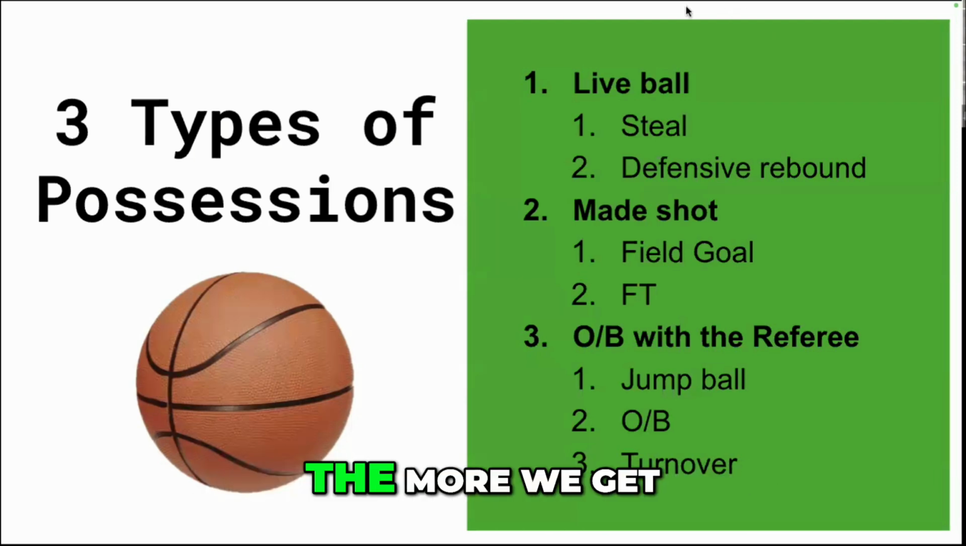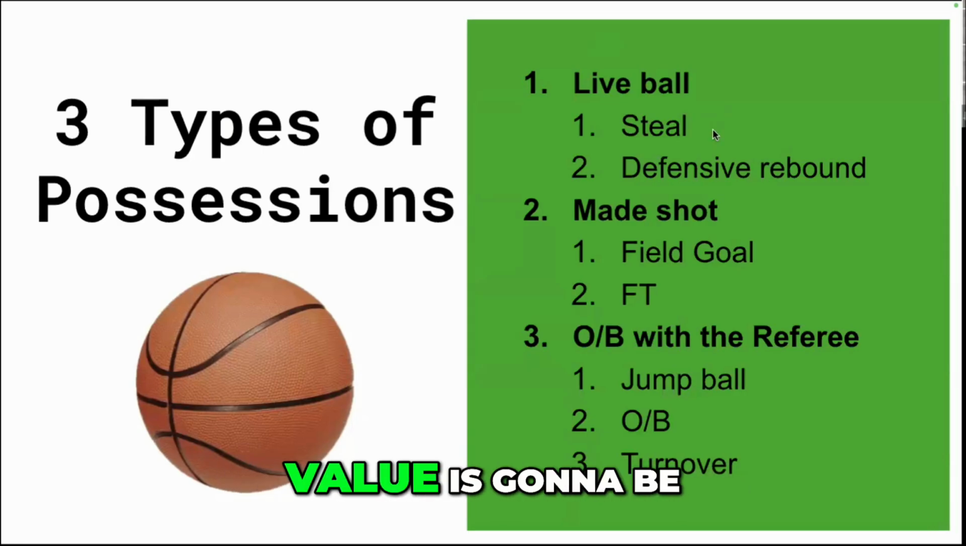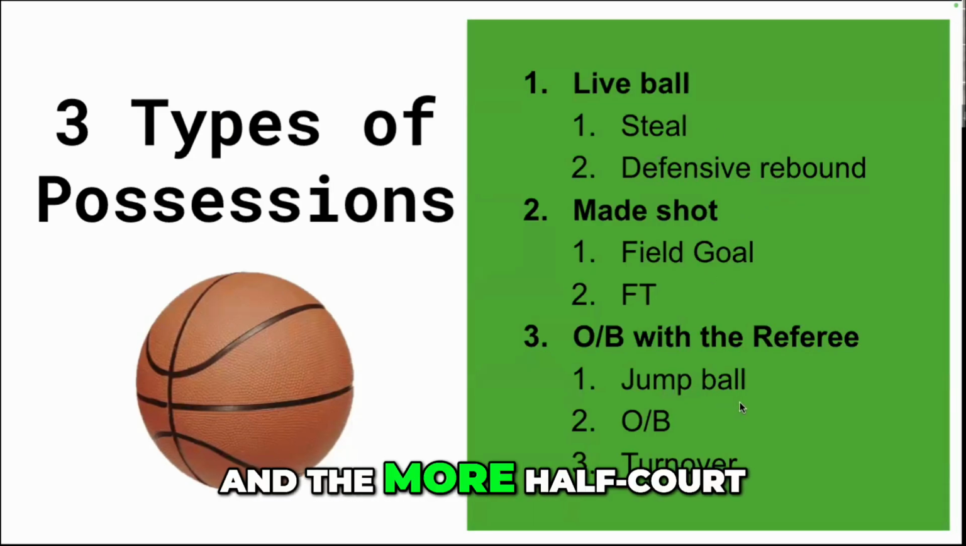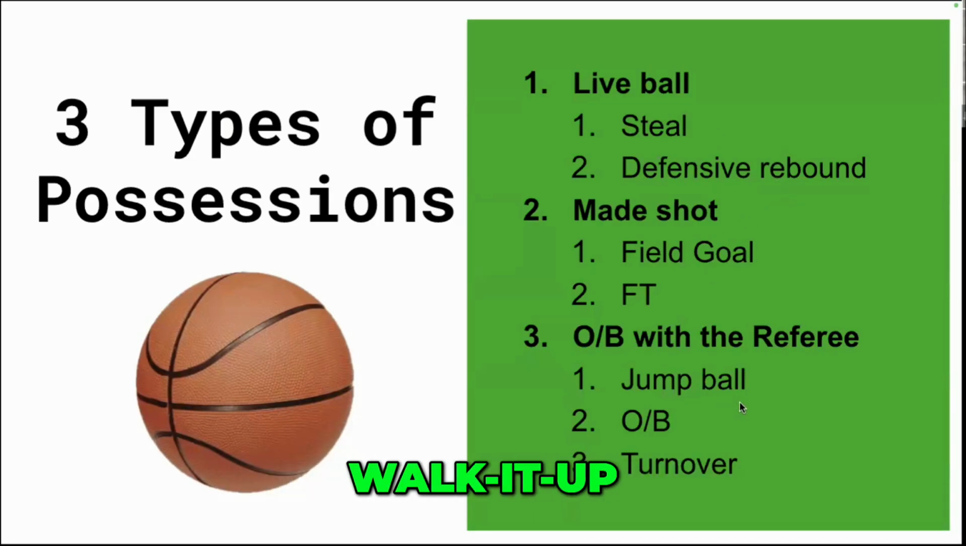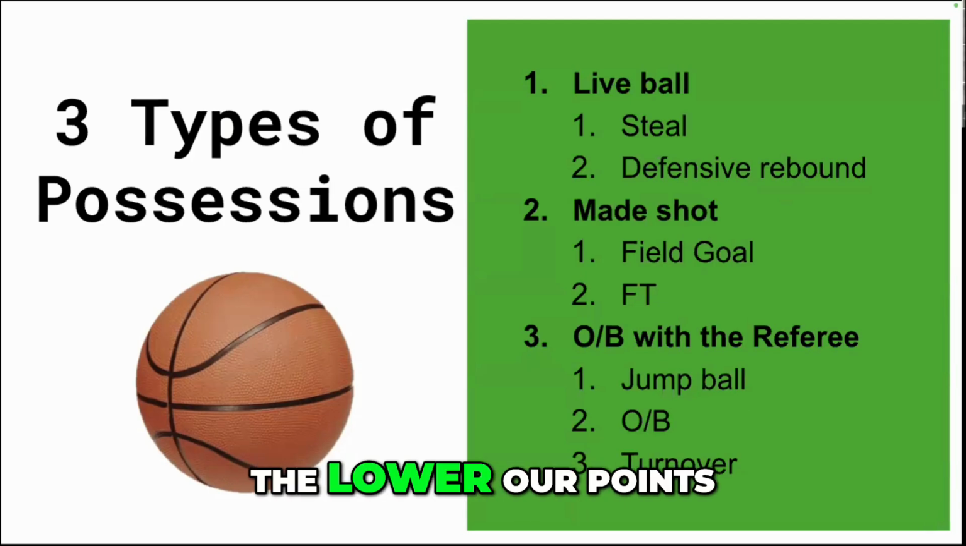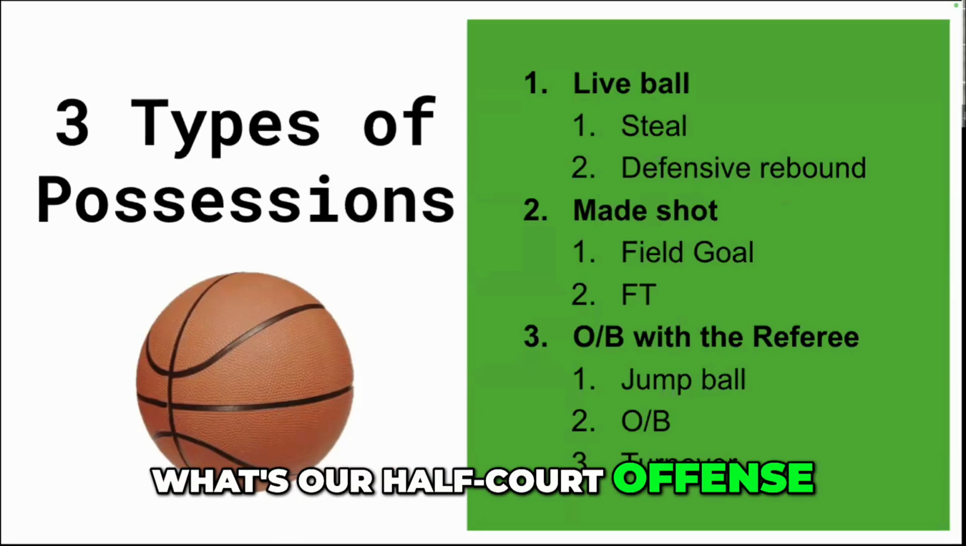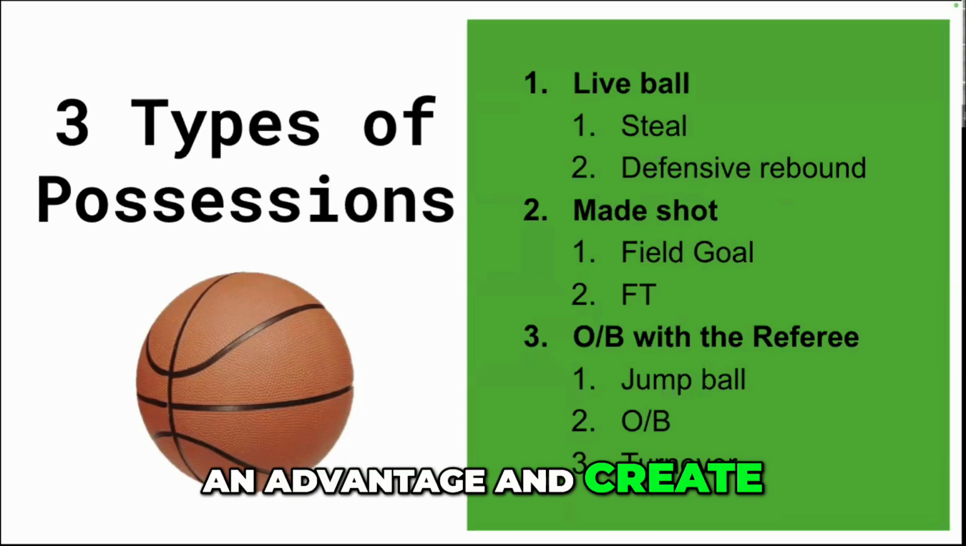So, like, the more we get steals and rebounds, the higher our overall game points per shot value is going to be because of the type of shots we end up with. And the more half court, walk it up, play against a set defense we have, the lower our points per shot value is going to be. And that's kind of a baseline framework before we get into what our half court offense is going to be to create an advantage and create an open shot.